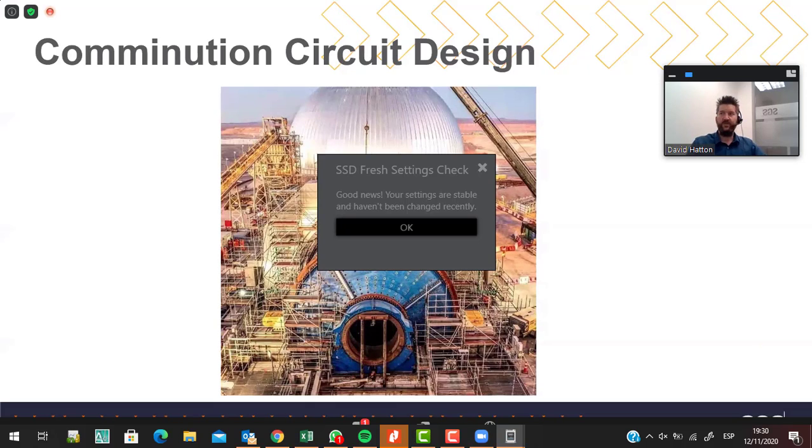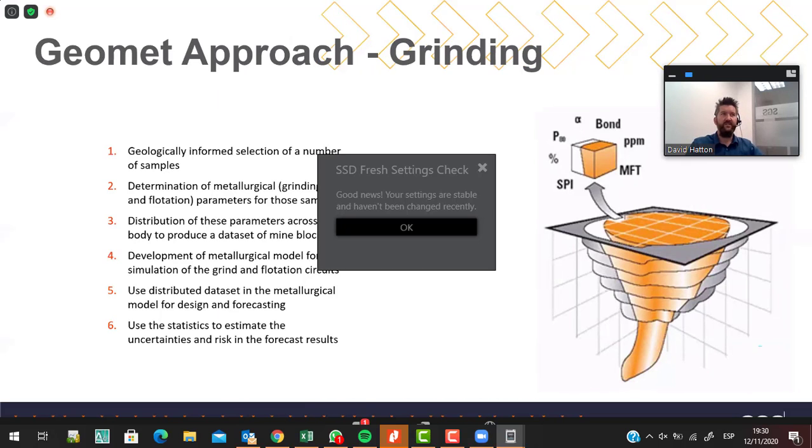Getting into the comminution circuit design, there's a quick picture of the mill. Doing this, we adopted our standard geomet approach. I've got the 6 steps listed there. We did geologically informed selection of a number of samples. Hopefully you were all listening yesterday to Jan and his presentations. He did some excellent presentations to illustrate how we do that.